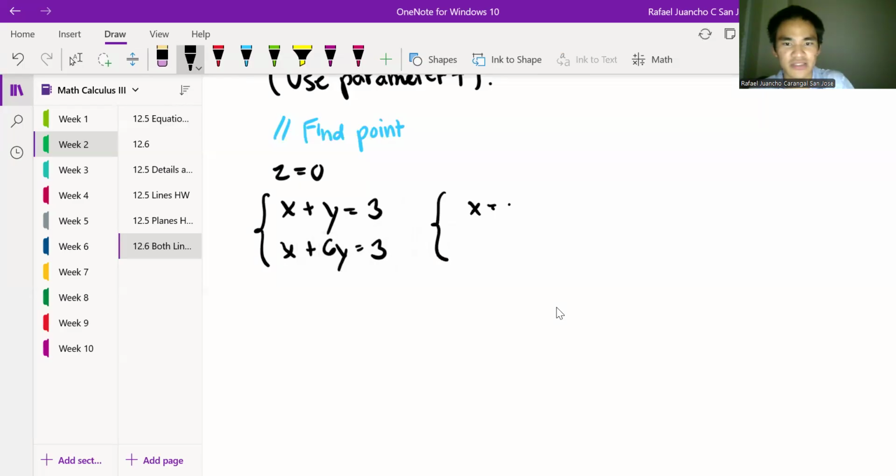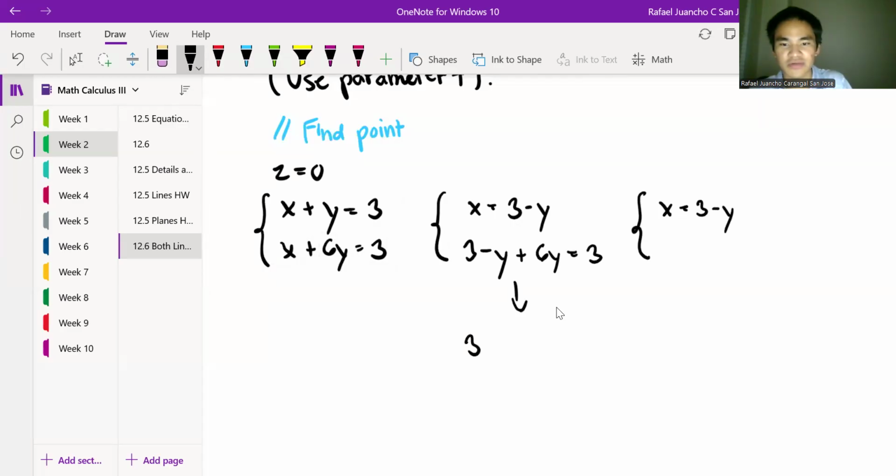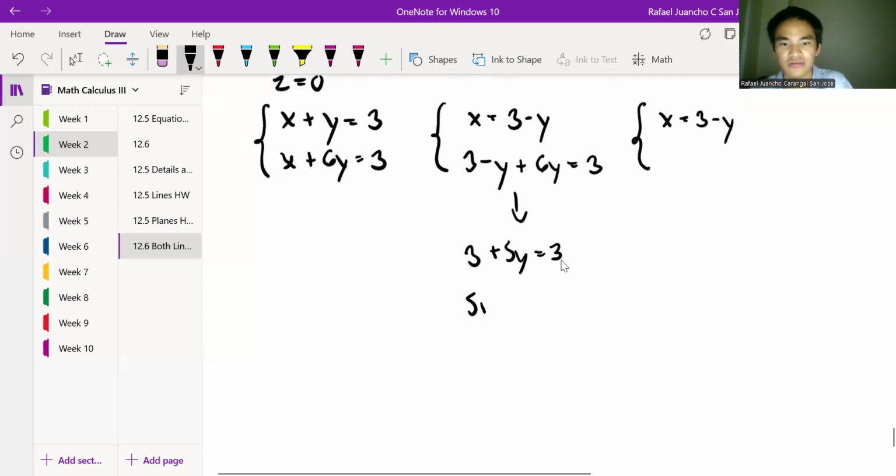So I'm gonna say x is 3 minus y, and so I can put this down here. This is 3 minus y plus 6y equals 3. I'm going to solve this real quick. So this is 3 plus 5y equals 3, and I can subtract 3 from both sides. I got 5y is 0, y is 0 here. Done. Y is 0.